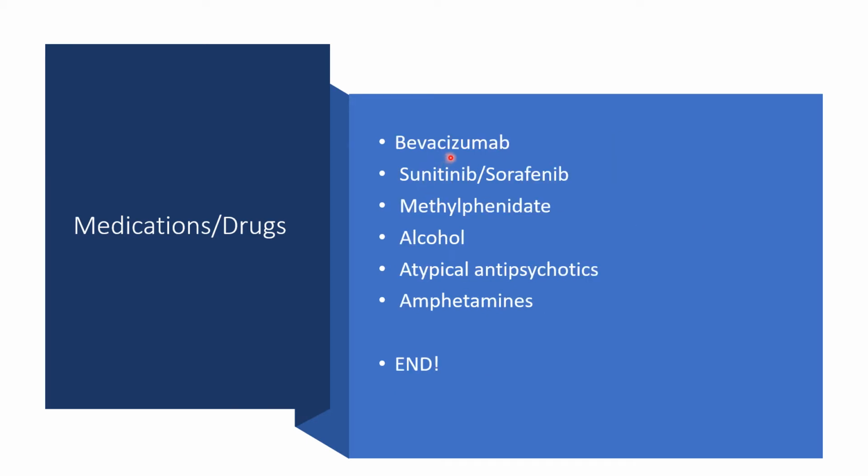Disease-modifying anti-rheumatic drugs, that is why autoimmune conditions are also considered in this presentation as probable causes of hypertension. Okay, methylphenidate, alcohol, atypical antipsychotics, even typical antipsychotics could lead to hypertension. Amphetamines, and the list is endless right now. You can discuss more with a physician, your pharmacist, or a clinical pharmacologist.